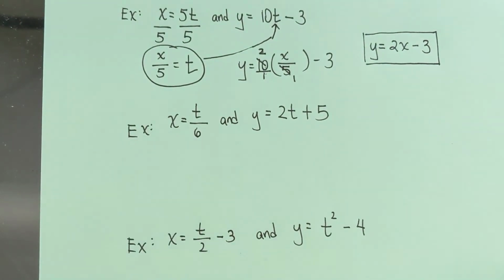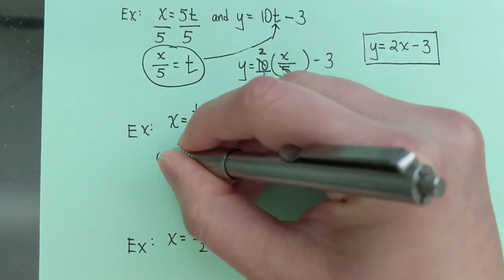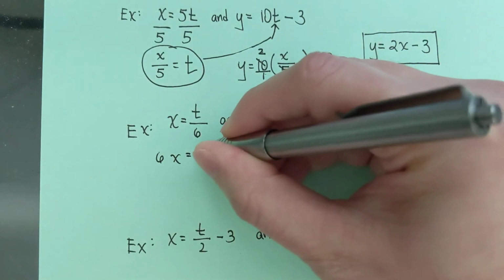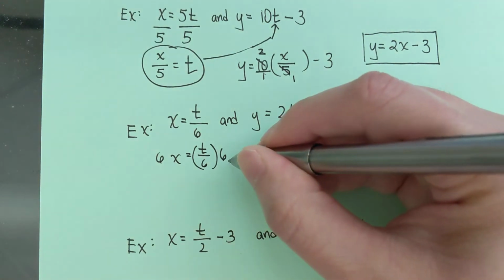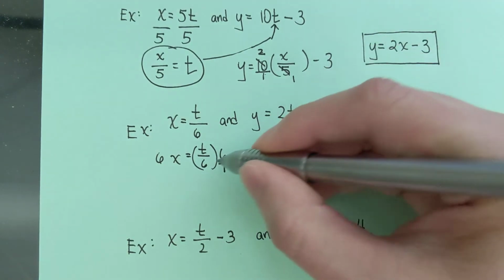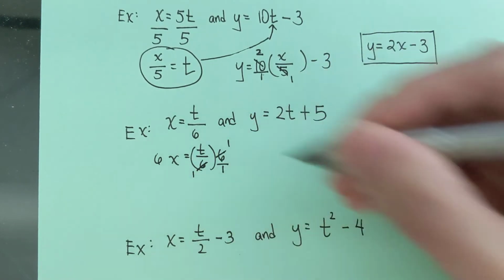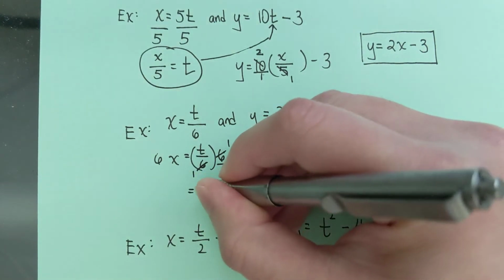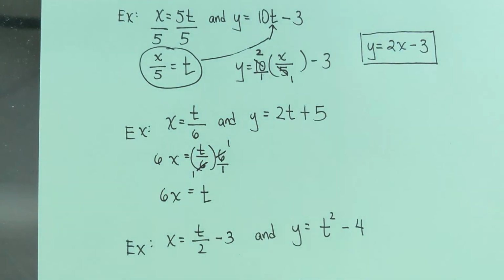In this example 2, my goal once again is to get t by itself. So I need to get rid of divide by 6. And that means I have to multiply by 6 on the left side, which means I also have to multiply by 6 on the right side. 6 is 6 divided by 1. And as you can see, the 6 at the bottom and the 6 on top, they can be divided by 6 each. So it reduces to 1 over 1. And that just simply boils down to t on the right side. And we still have 6x on the left side.